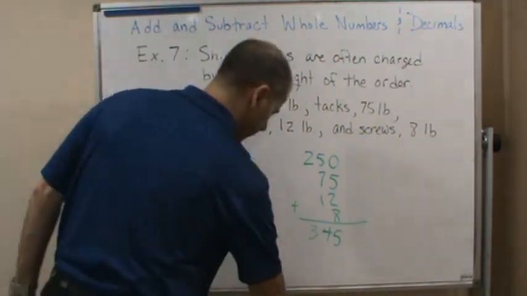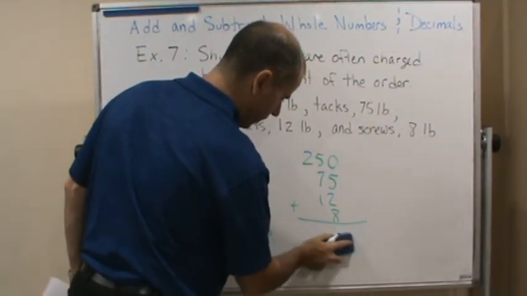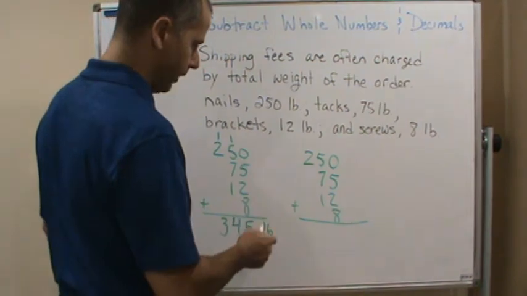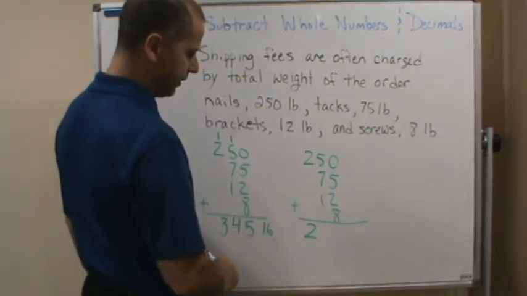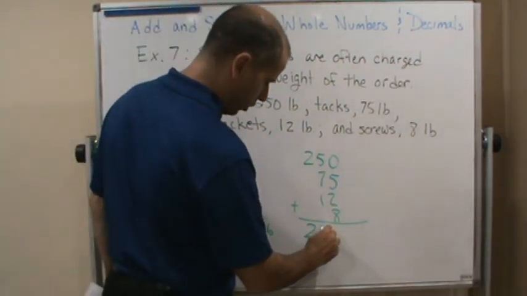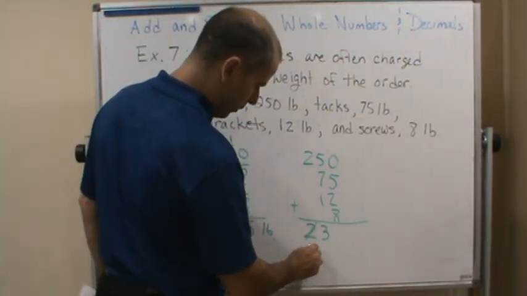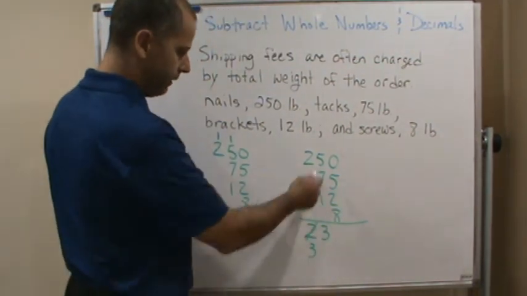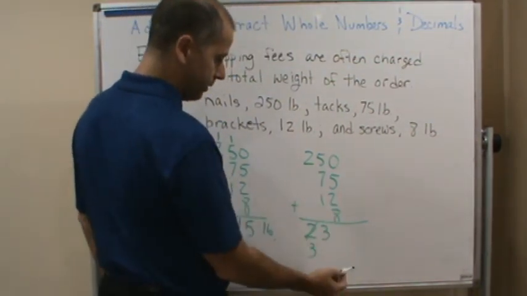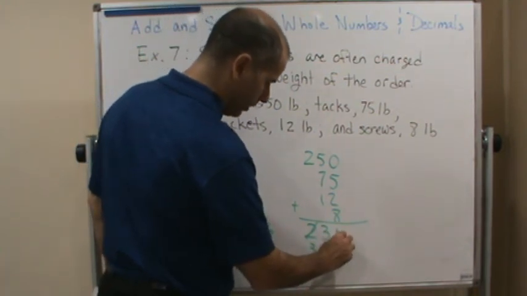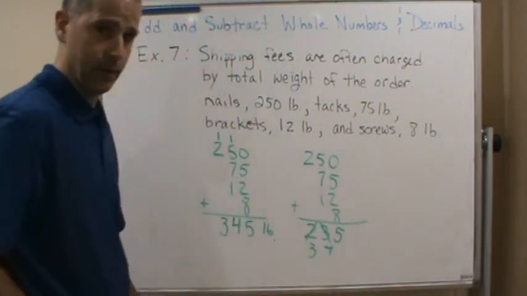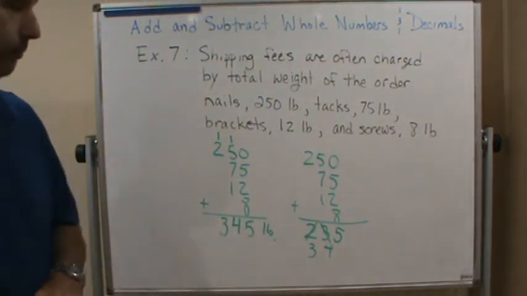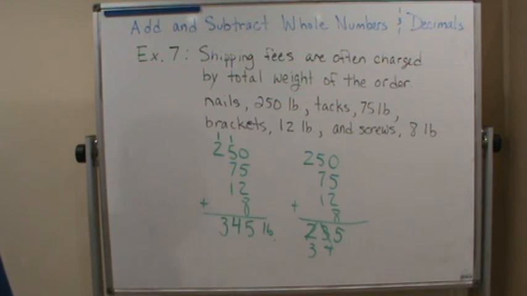Another way of doing it, once you get good at it, is also called the scratch method. If I add this down, I get 13, so I scratch this out and put 3. And if I add this column down, I get 15, so I'm going to scratch this out and put 4, and I get 345. So there's another way to do it, but the concept is still the same.